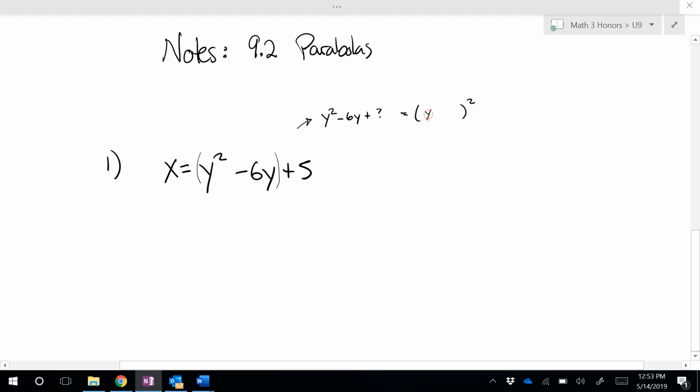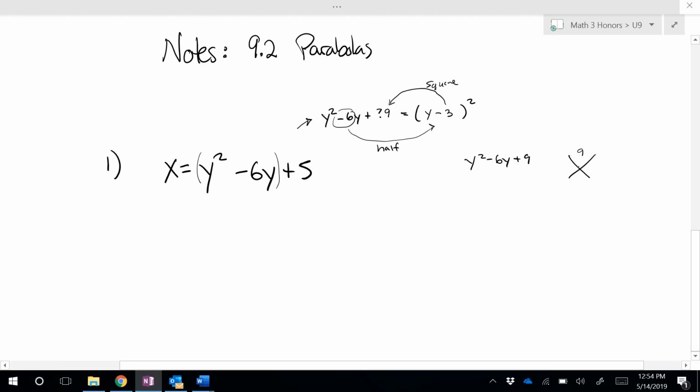Okay, what you want to do is take half of this number in front of y, and that would be -3, and so that tells you what the square is going to complete to. And then you're going to take the number that's there, the -3, and square that number, and that tells you what you should have here. So if I have y squared minus 6y plus 9, and I try to factor that, what happens?